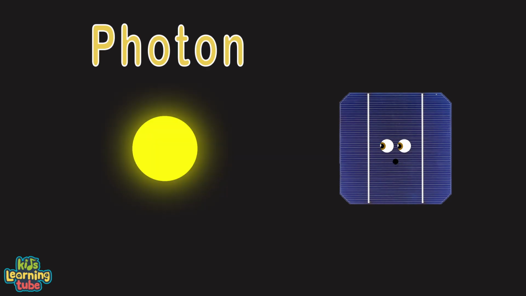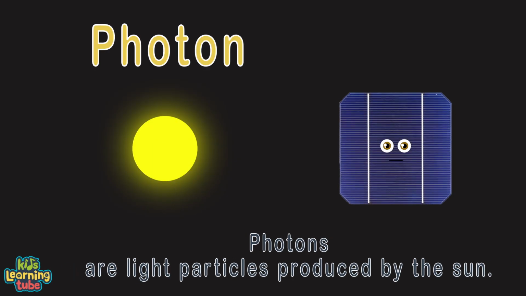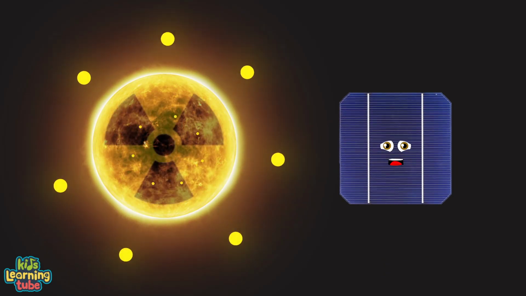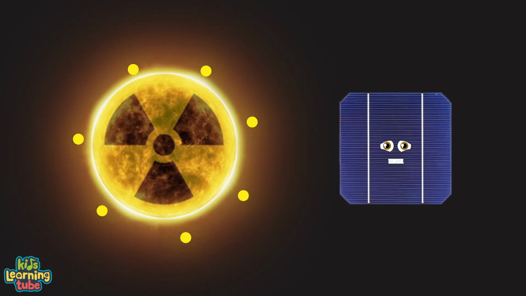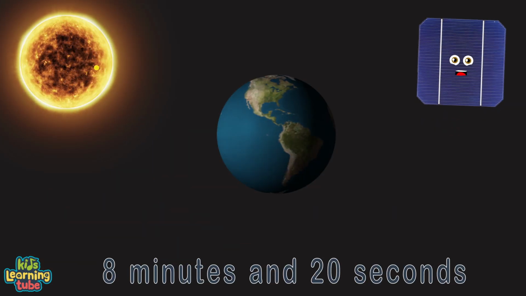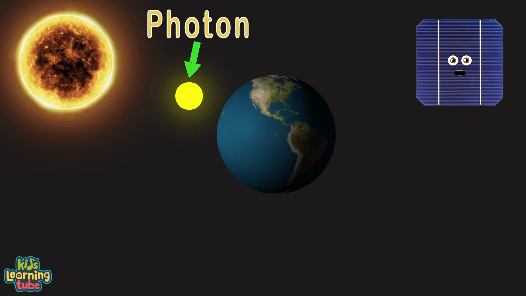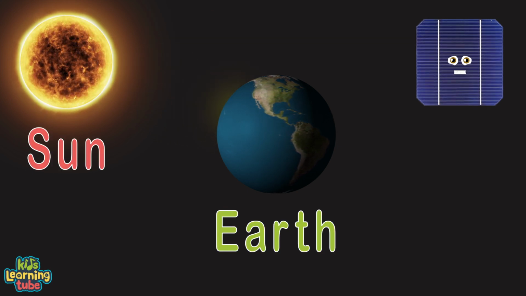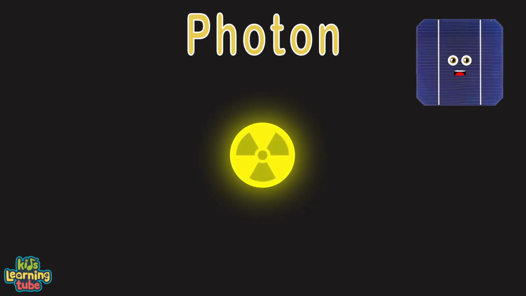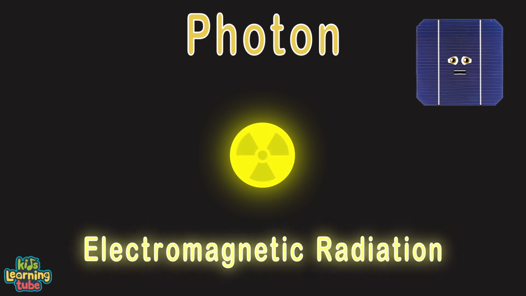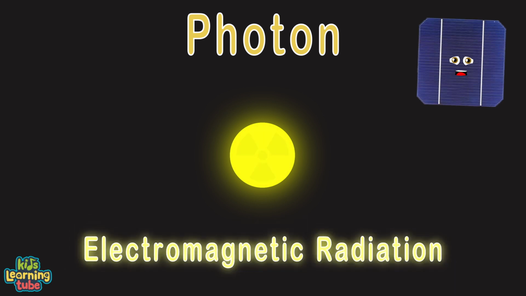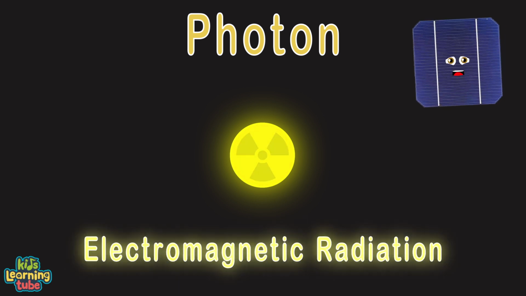Now what's a photon? They're light particles produced by the sun. They're made by nuclear fusion, shot into space in all directions. It takes 8 minutes and 20 seconds for a photon to run before it reaches our Earth from the surface of our sun. Photons are made of electromagnetic radiation. They're tiny packets of energy I convert into electricity for fun.